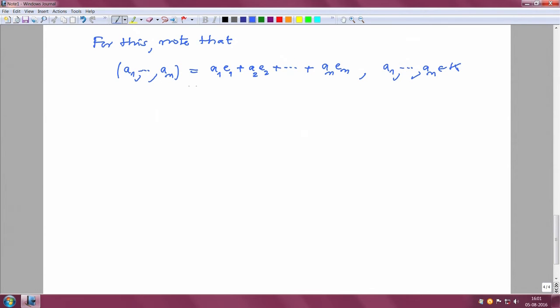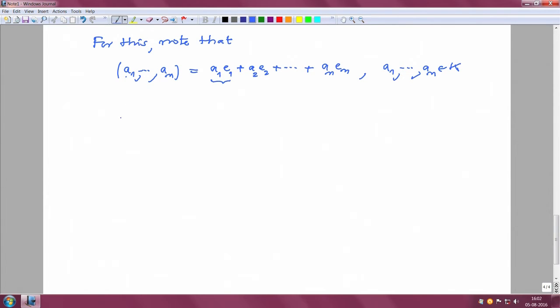This is obvious because when you want to check that two tuples are equal, you have to check that all coordinates are equal. So for example, a_1 is the first coordinate on the left hand side. On the right hand side, the first coordinate is contributed only from this term, because all the others, e_2 up to e_n, have first coordinate 0. When you multiply this, and our vector space structure is componentwise addition and componentwise multiplication, this is obvious. So this checks that e_1 to e_n is a generating system for the vector space k power n.